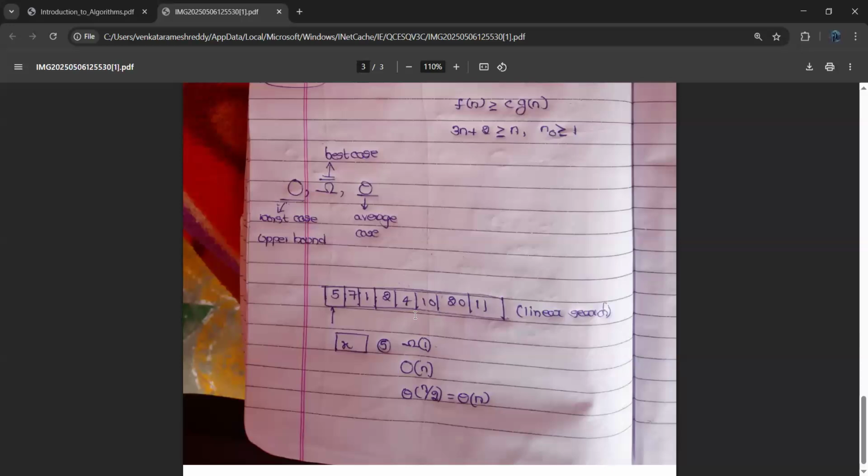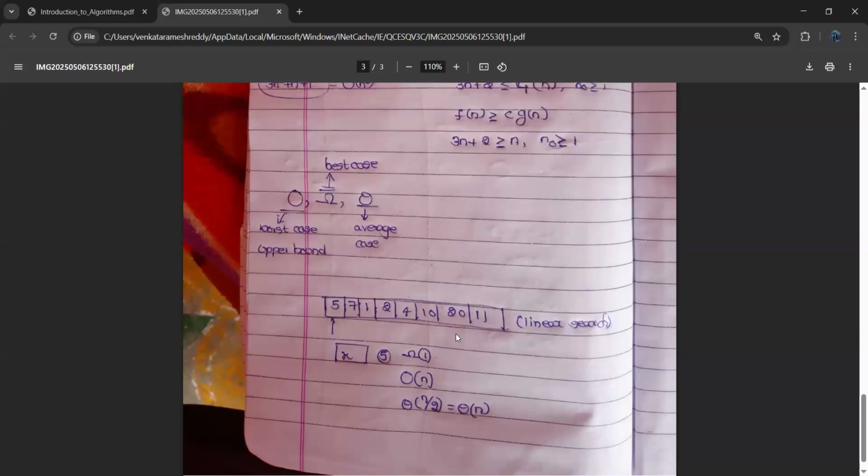So this is the example for time complexity, in which we define the worst case, best case, and average case. Worst case is represented by big O, best case is represented by big omega, and average case is represented by big theta. So this is what we have discussed. This is the asymptotic notation concept.